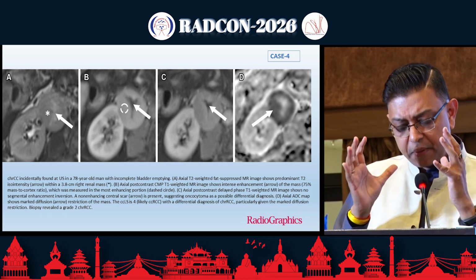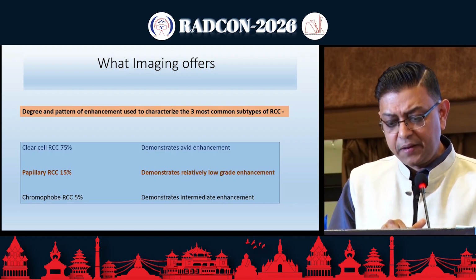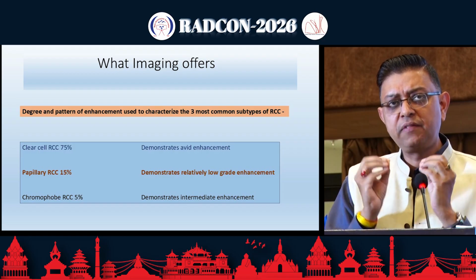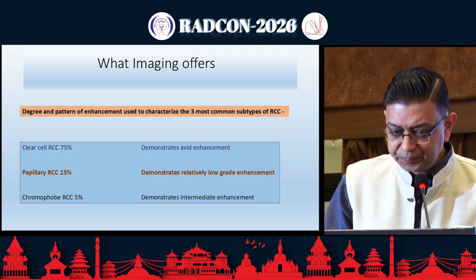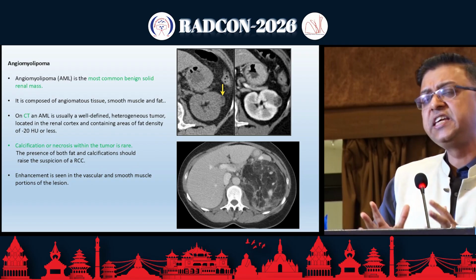Right, so what did we sum up? Clear cell RCCs will show a lot of enhancement. Papillary will show less enhancement, but they would be hypointense on both T1 and T2 on MRI, and chromophobe would be intermediate. Then you have the benign entity of angiomyolipoma, which is very easy to pick up.